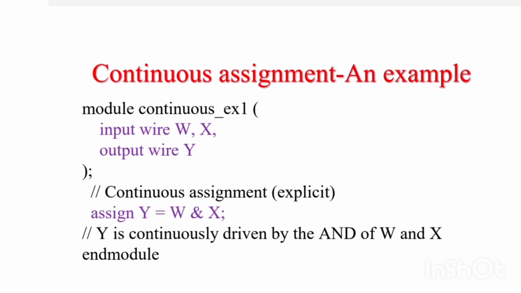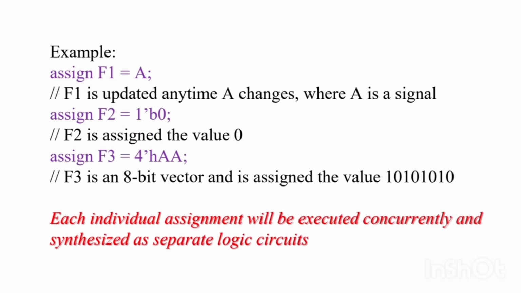In this case, when it is executed, y is continuously driven by the AND of w and x. So every time w or x changes, or both change, y is updated. This section details how the assign statement is used. The first example is assign f1 = a; which means f1 is updated anytime a changes, where a is a signal. The next one, assign f2 = 1'b0; means it is assigned the binary value 0.